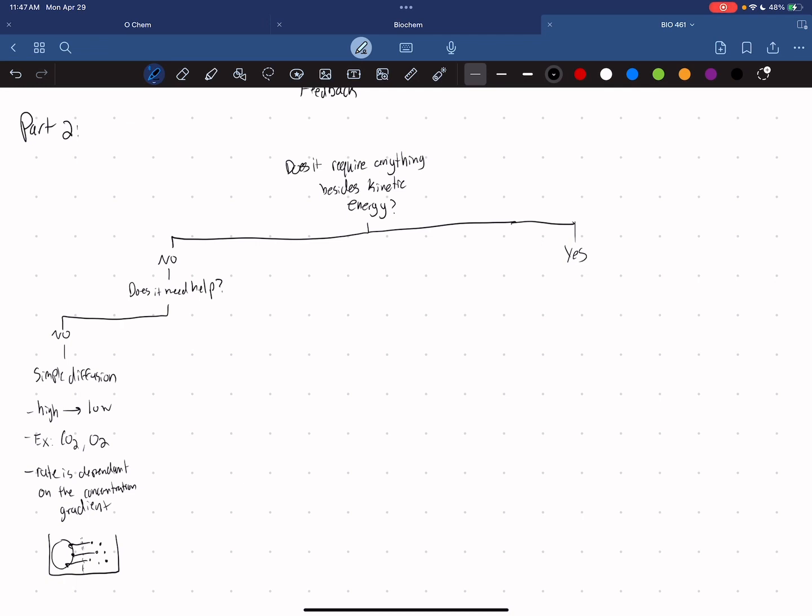So if the answer to this question, does it need help, is yes, then we are dealing with what's called facilitated diffusion. This type of diffusion will also go from high concentration to low concentration, similarly to simple diffusion. The rate is also gradient dependent.